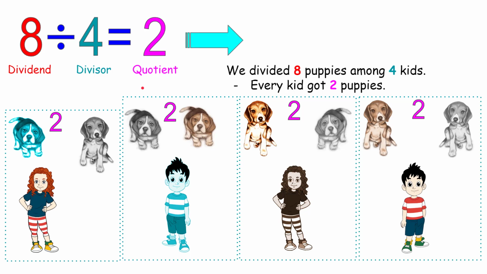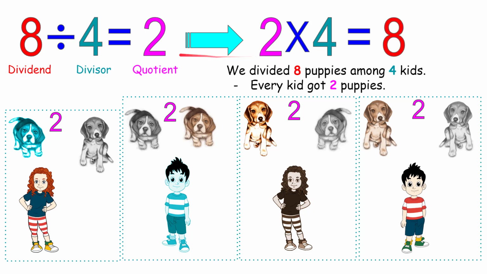In every case, you must check yourselves. You must be able to know whether you were right or wrong. So you perform the opposite action, the opposite operation of division, which is multiplication. So you take the quotient and you multiply it by the divisor, which is 4 in this case. And we all know that 2 times 4 is 8, which means we were right. 8 divided by 4 equals 2.